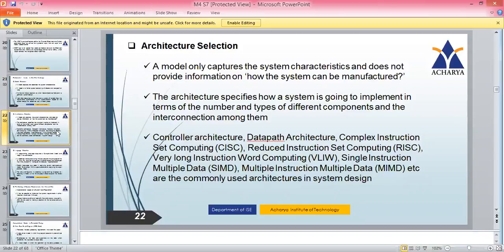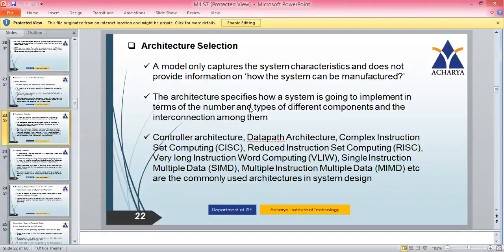The other one is the architecture selection. So what is architecture selection? A model only captures the system characteristics and does not provide the information on how the system can be manufactured. That's what I said. The waterfall model is used for larger systems, and the Boehm-Sperry model is where you keep checking the risk factors. So it only talks about the system characteristics. You do this, you do that in this phase. That's it. But it doesn't tell how to implement, how to manufacture the system.